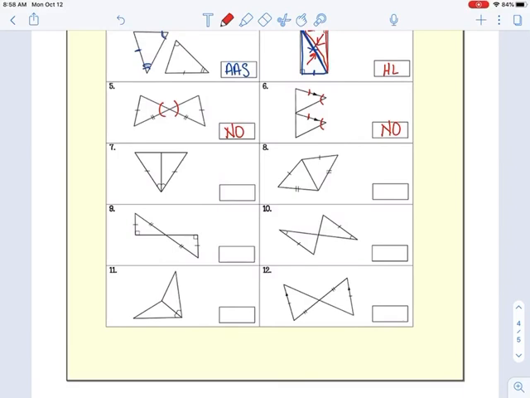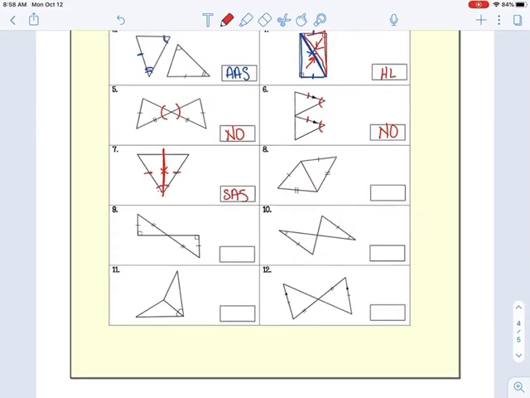Okay, for 7, I have one pair of sides and one angle. And again, these two triangles share a side. So that shared side, again, we can use the reflexive property on. So that would be side, angle, side. That angle, again, is formed by your two congruent sides. So that would be side, angle, side.